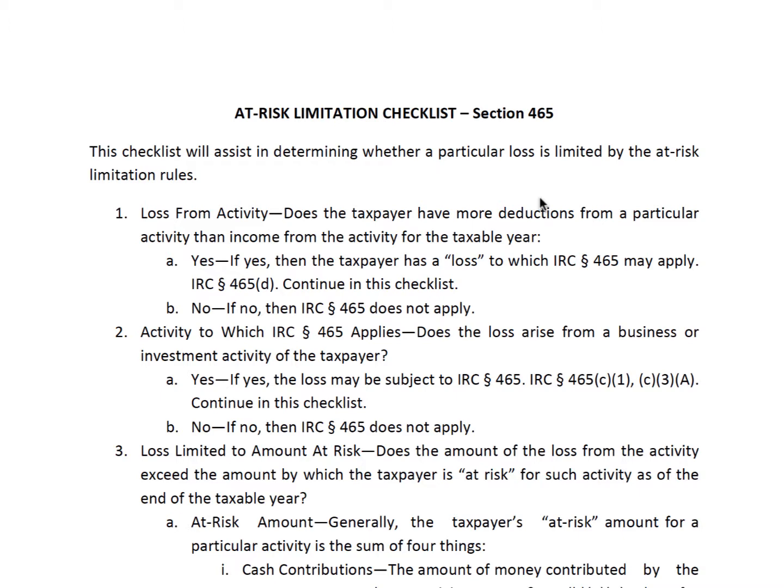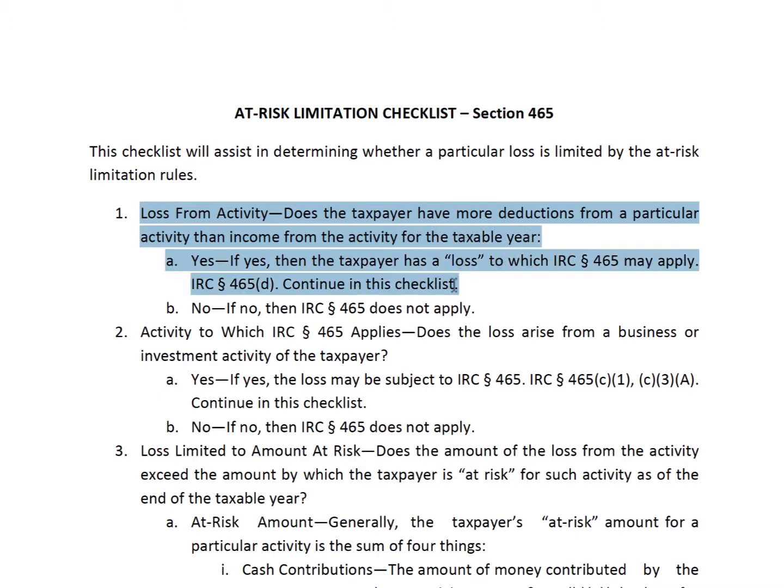The idea is, does the taxpayer, the amount, the deductions that come off that, the loss that creates the, you know, the deductions that create the loss, right? Does the taxpayer actually have, are they at risk with respect to the activity? So loss from activity is the first issue. Does the taxpayer have more deductions from a particular activity than income, which create a loss? If they don't have a loss, then obviously you're not considering it.